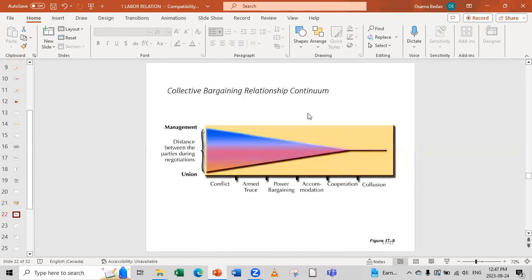Collective bargaining relationship continues. The management distance between parties during negotiations: this is conflict, armed truce, power bargaining, accommodation, cooperation, and collusion. We will talk about each one of them in detail in the next lecture.